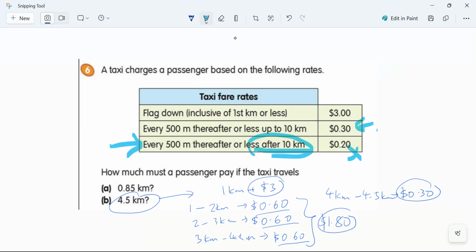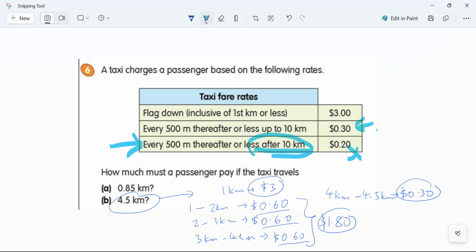Right after 10 kilometers, so going to 11 kilometers, by 10.1, 10.2, 10.3, 10.4, 10.5 kilometers, 20 cents more. That's where the 20 cents comes in. 11 kilometers, another 20 cents. 11.5 kilometers, another 20 cents. That's how it goes. Okay? So thereafter means next, after that. Okay, so that was the question for the taxi fare.